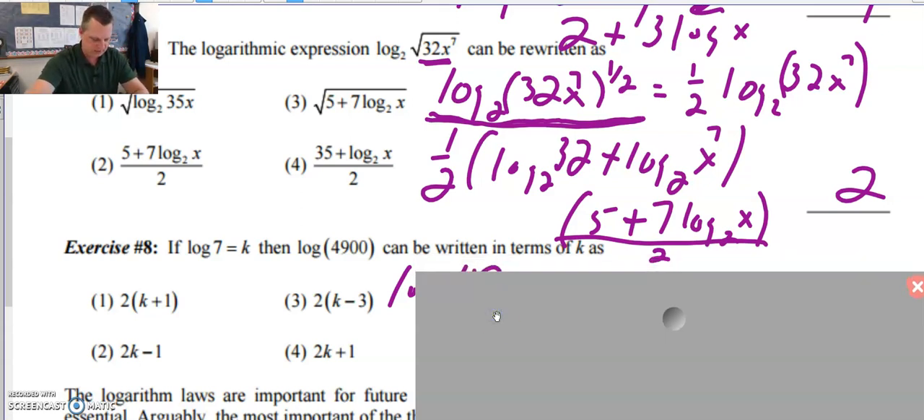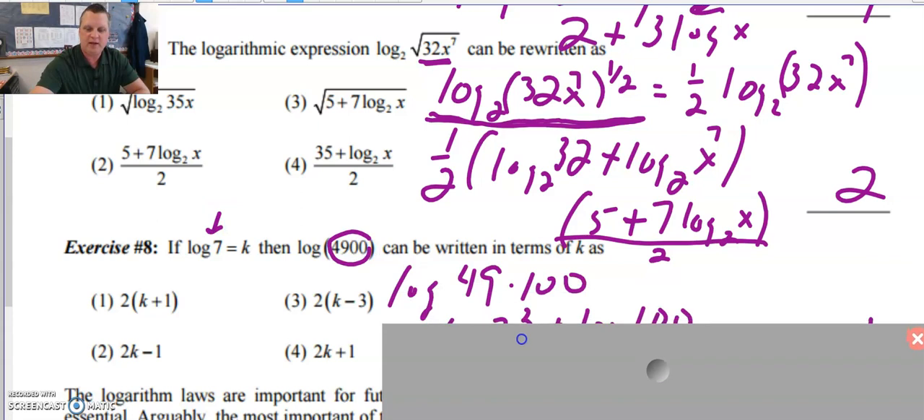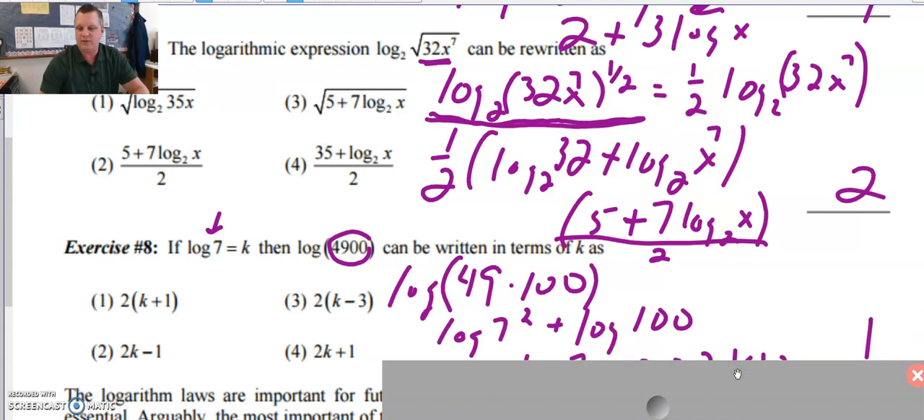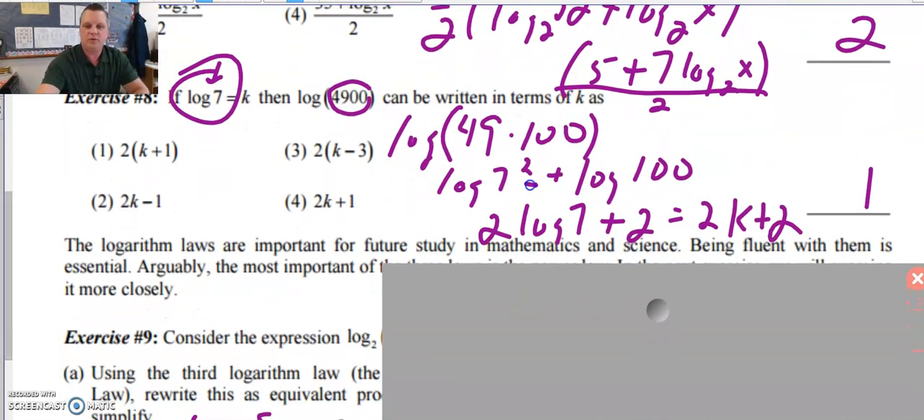So the last multiple choice is exercise 8. It's very similar to the log 12 that we saw on the previous page. So we need to break down this 4,900 such that we have a 7. You should be able to recognize that 49 times 100 is 4,900. So you have log 49 times 100, which then breaks down to log 7 squared plus log 100, because we want this log 7. Power rule, this 2 right here comes out in front.